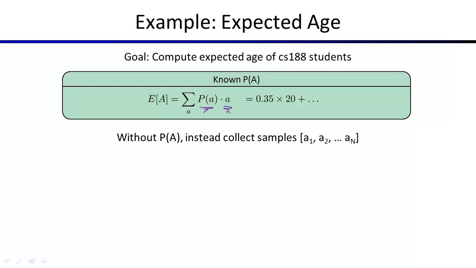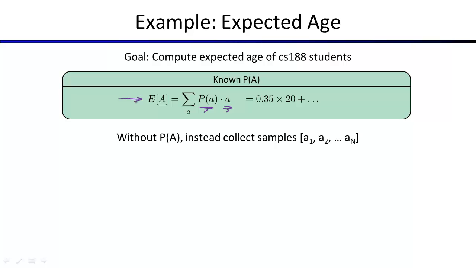Okay, now what happens when I take P of A away from you? So P of A is gone, right? You don't know P of A, so you can't use this equation. Right? And you can think of this equation as value iteration. It's taking some averages and doing something, and suddenly I've taken away your probability distribution. Well, what I can do is instead rely on samples.